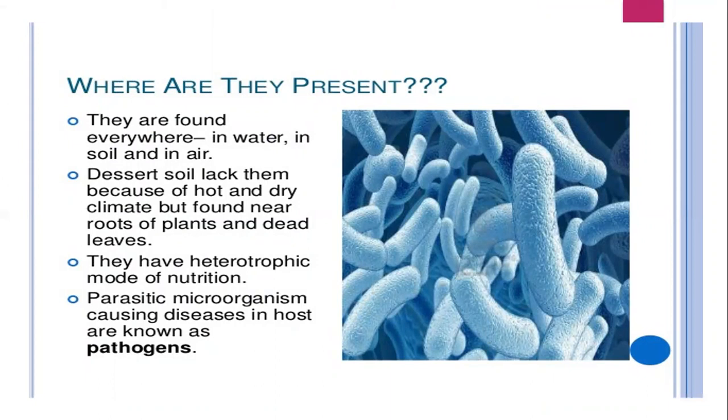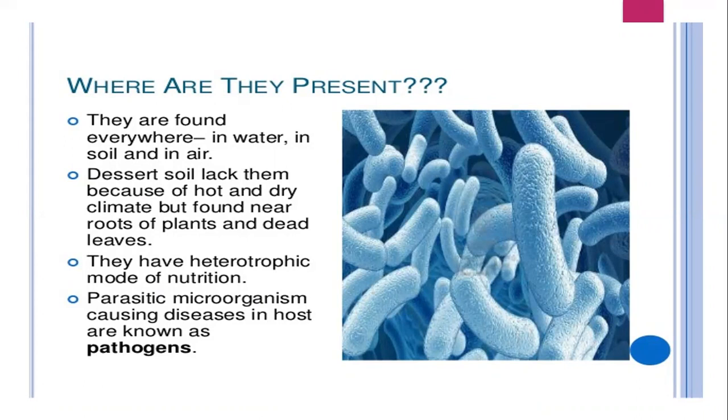Now, where are they present? The question in front of you is where we can see these types of microorganisms. As you know, these organisms are invisible to us, we are not able to physically see them. So the question arises, where are these organisms present? They are found everywhere, in water, in soil, in air, even in desert soil, despite the hot and dry climate, but found nearer the roots of plants and dead leaves. Everywhere you will find microorganisms.